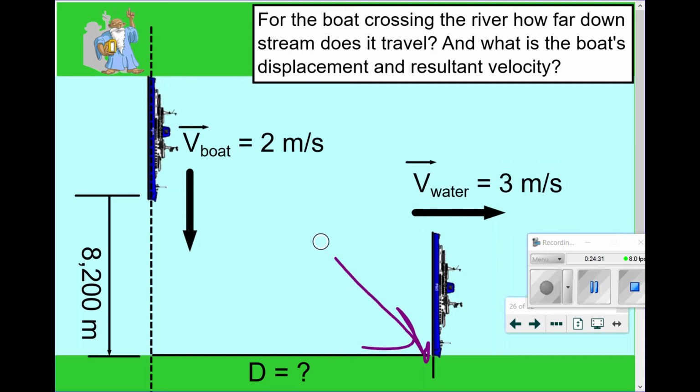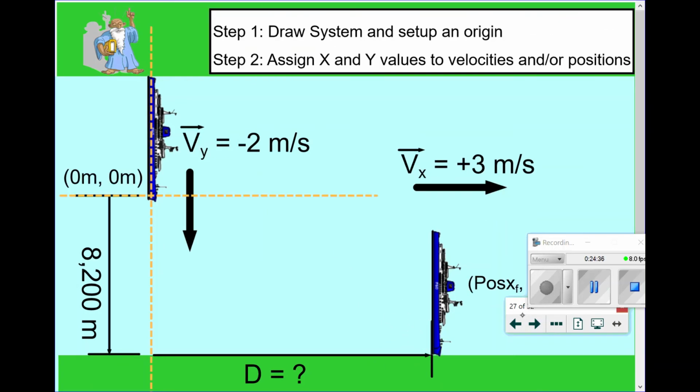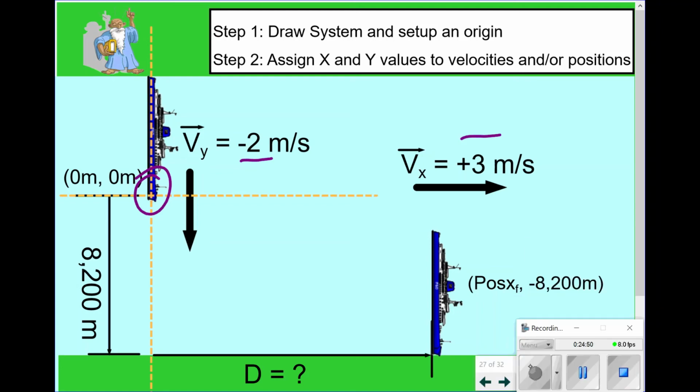So the first trick I'm going to do here is set up an origin. So I have my origin at the boat starting location. My velocities are negative for the y-axis, positive for the x. I can also say that my x position is unknown and my y position is negative because it is below my xy axis, my origin, so it should be a negative value.